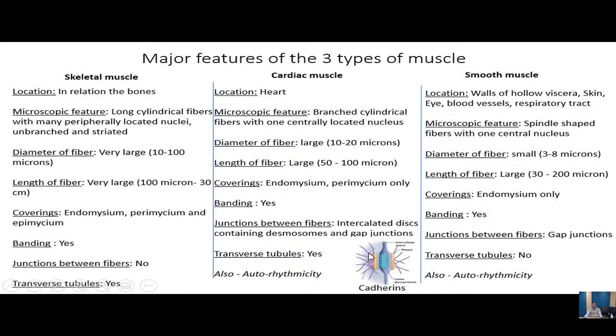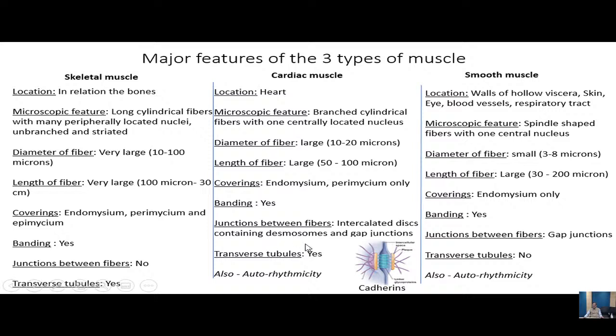If you look at the structure of a desmosome, this is one cell membrane, this is another cell membrane. On the side of the cell membrane towards the cytoplasmic side, there is a thickening, which is known as plaque. And on this plaque, there are actin filaments getting inserted from the cytoplasmic side. The two plaques are held together across the gap between the two cells by specific filamentous structures called cadherins.